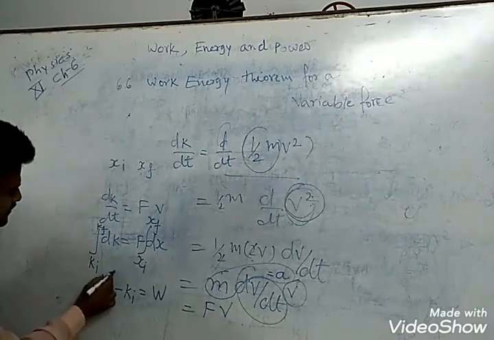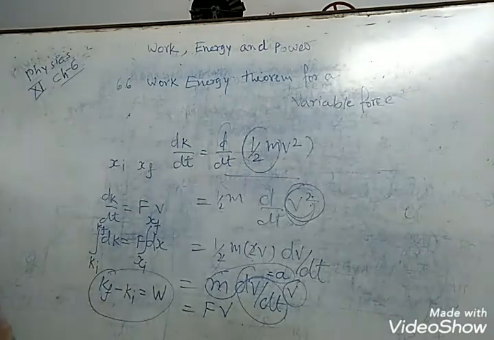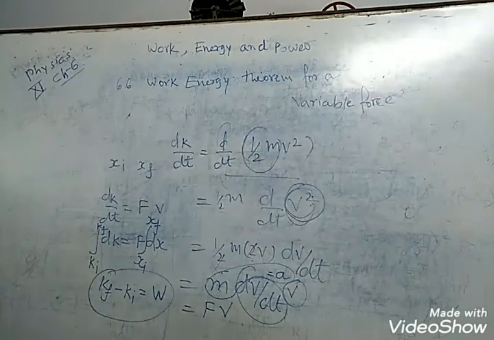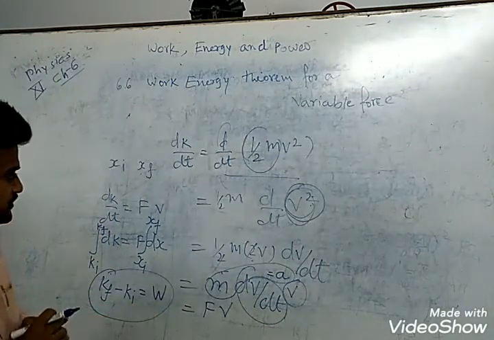So this is the work energy theorem: Kf minus Ki is equal to W, the work energy theorem for a variable force.